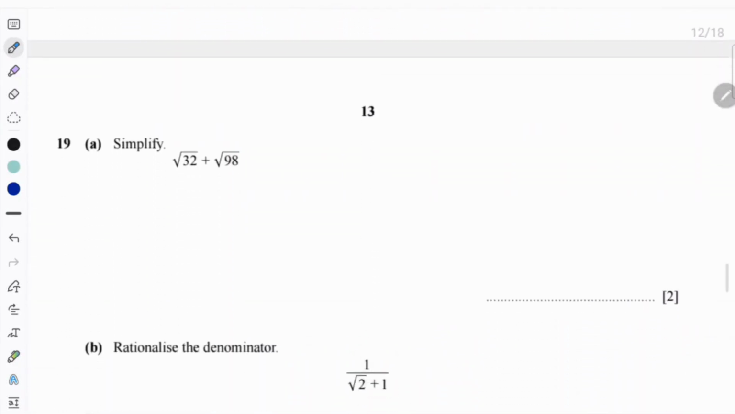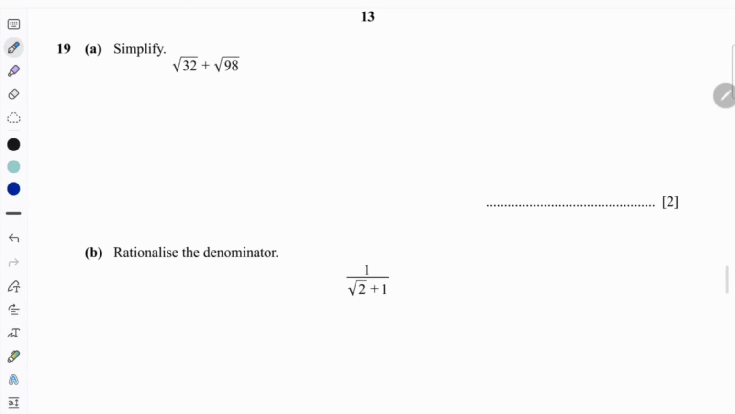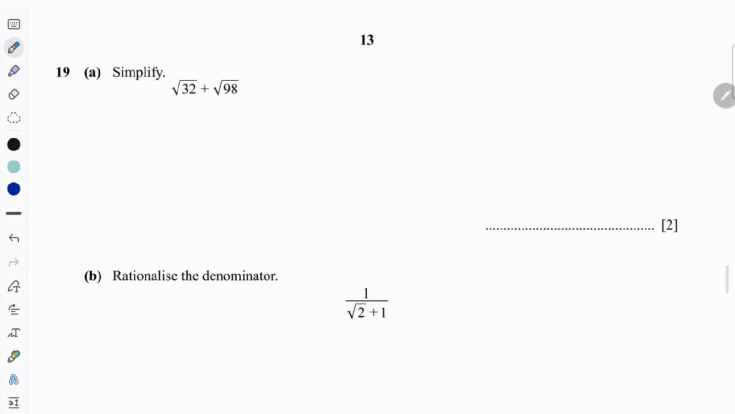Moving towards question number 19, surds and rationalize question. Next question, question number 19. 2 times 16 is 32. Now 98. We are going to find out root 98. 2 times 49 is 98. We know that 49 is 7 square, so it's easy to write down. That is 49 times 2.